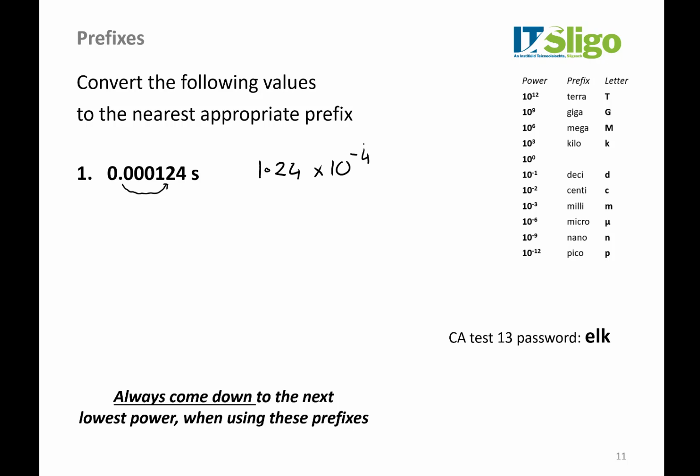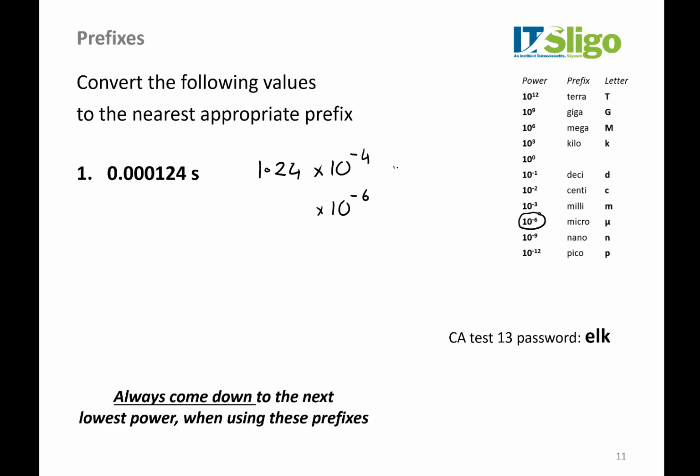I hope you'll agree with that. And now, guys, we go to our list and we always have to drop down the list. So don't think 10 to the minus 3 is bigger, guys. That's a bigger value than 10 to the minus 4. We want to drop down our list to 10 to the minus 6.